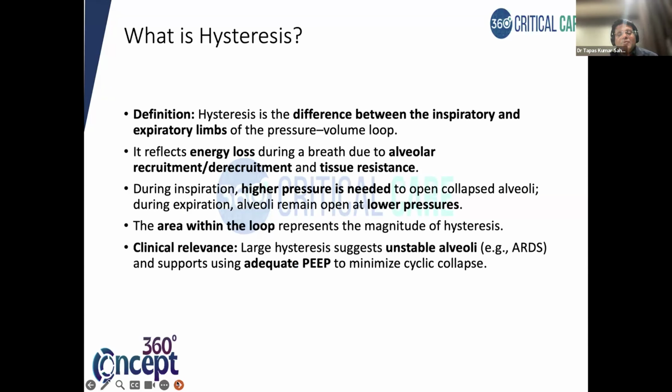Now the clinical relevance, because we need to always correlate with the clinical picture. Large hysteresis suggests unstable alveoli. Like if you are getting, in the last picture, it is actually large hysteresis. The inspiratory part is actually distended. So that is unstable alveoli, ARDS, and that supports using adequate PEEP to minimize the cyclic collapse.